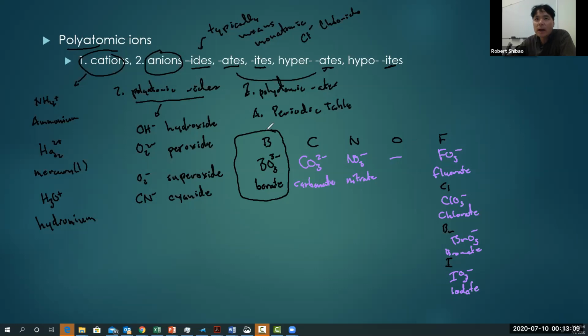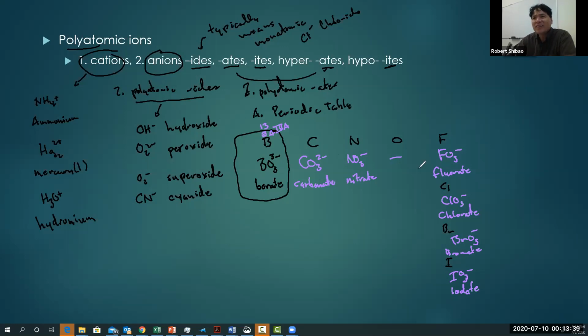And I see one more pattern for boron. Do you know what group boron is? What group number boron is? Boron is in group 13 or 3A, Roman numeral 3A. And so boron is in group 3. Well, borate is 3, 3. Do you see it? 3, 3, 3.